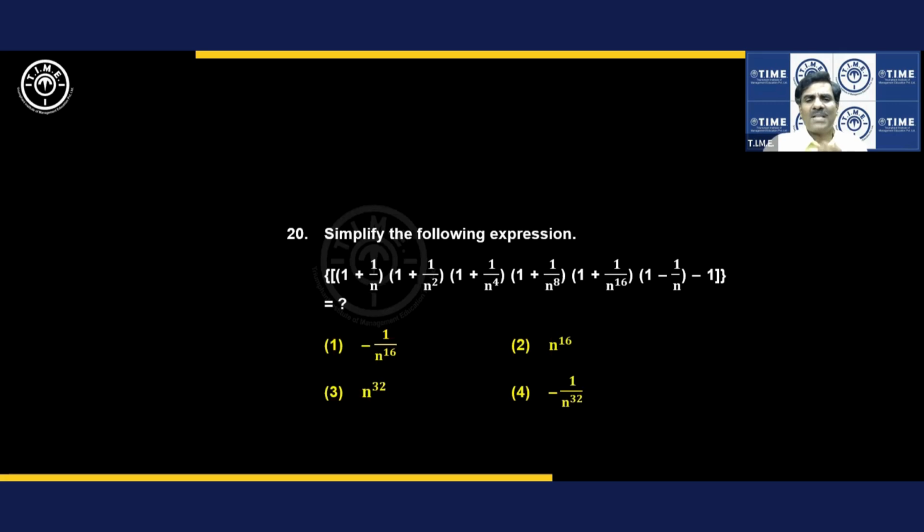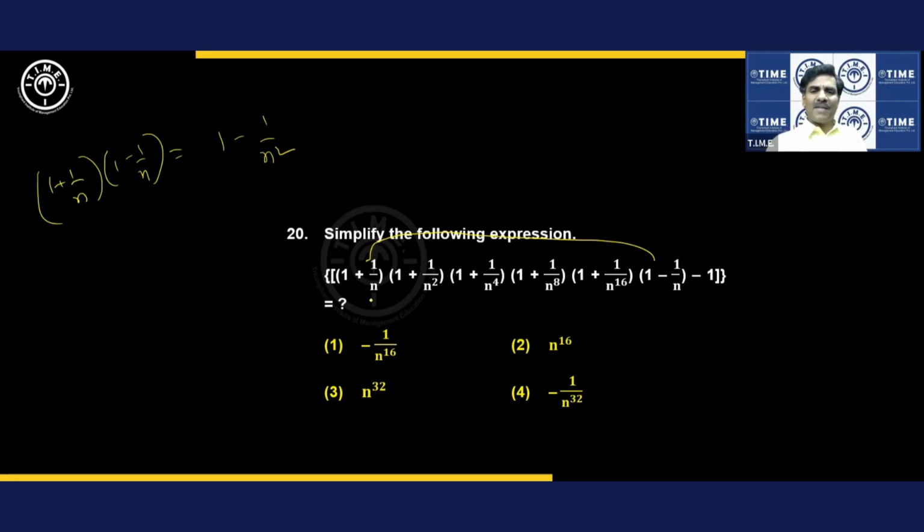Simplify the following expression: 1 plus 1 by n into 1 plus 1 by n square into 1 plus 1 by n power 4 into 1 plus 1 by n power 8 into 1 plus 1 by n power 16 into 1 minus 1 by n, minus 1 into minus 1 is what? If you observe carefully, taking the first term and the last term together, it will be 1 plus 1 by n into 1 minus 1 by n. A plus b into a minus b is a square minus b square. So it has to be 1 minus 1 by n square.